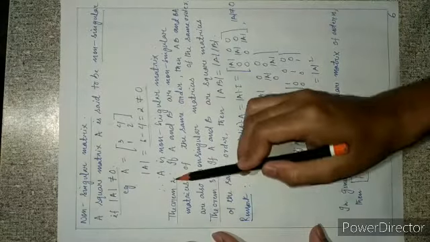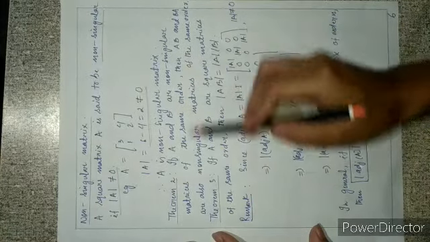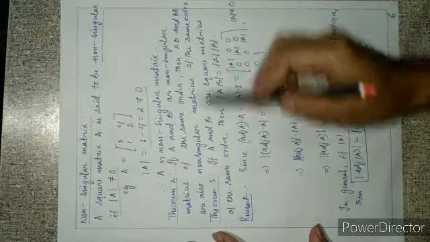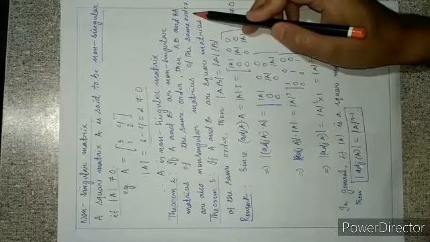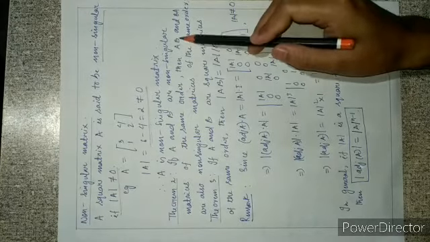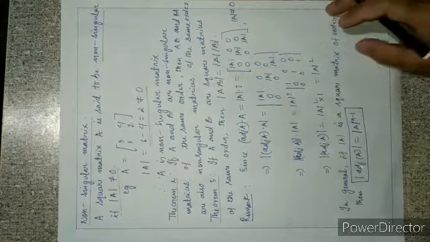That's theorem number 2. Theorem number 2 says, statement only: if A and B are non-singular matrices of the same order, then AB and BA are also non-singular matrices of the same order. Non-singular means the determinant values are not 0, so AB and BA are non-singular if A and B are non-singular matrices.